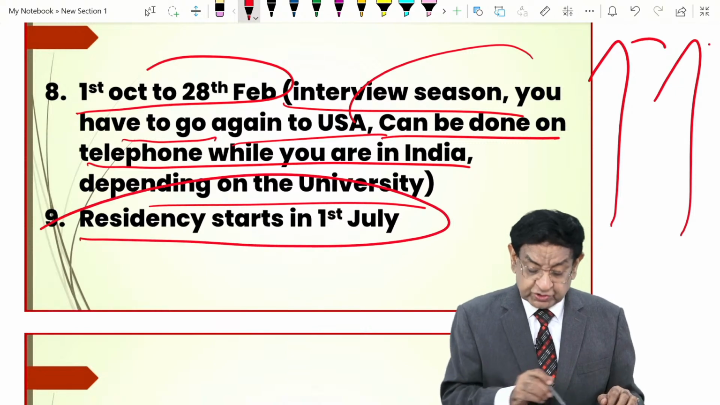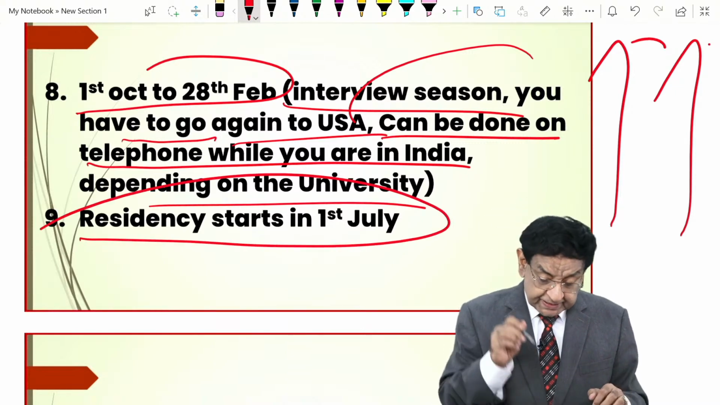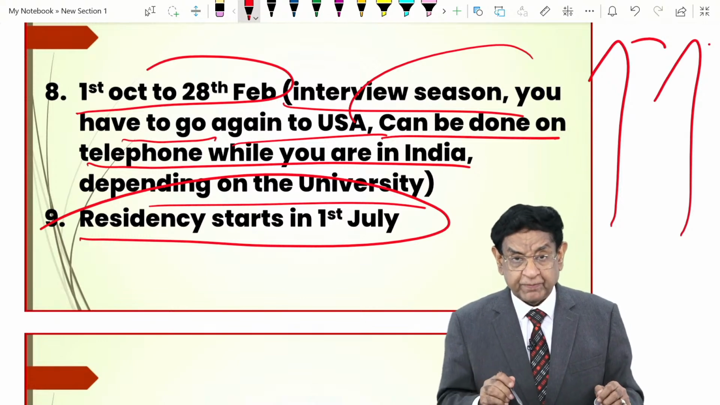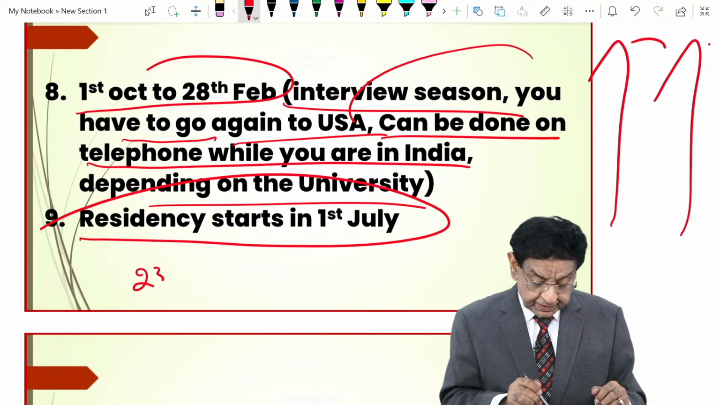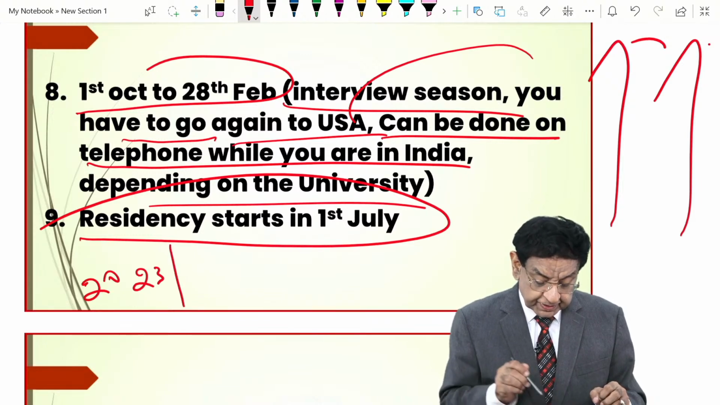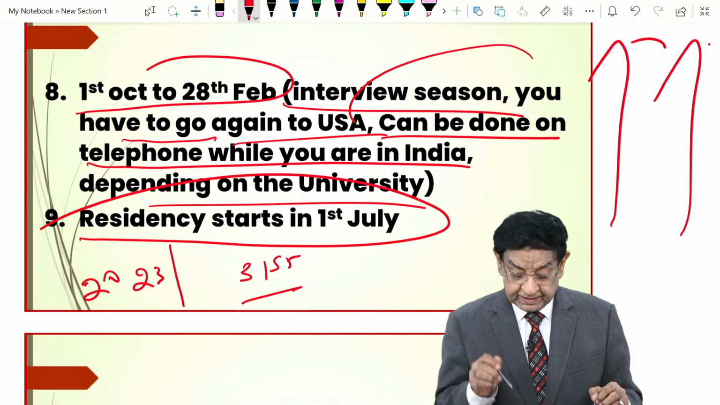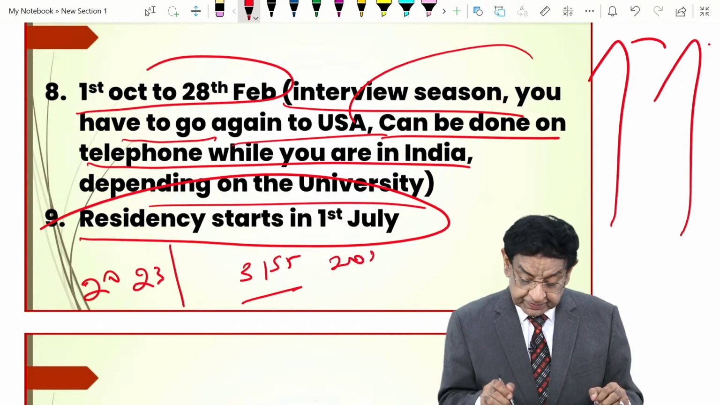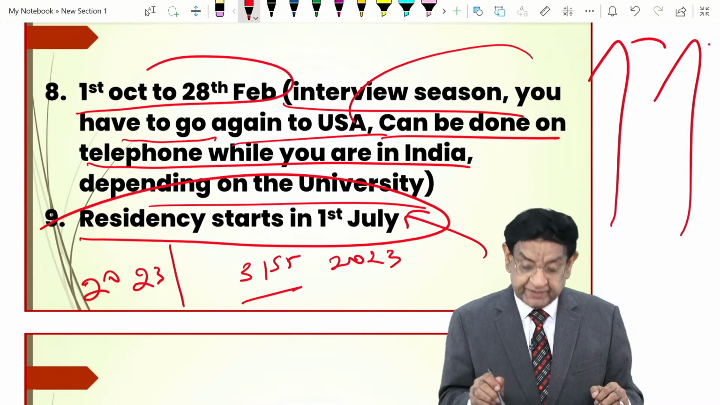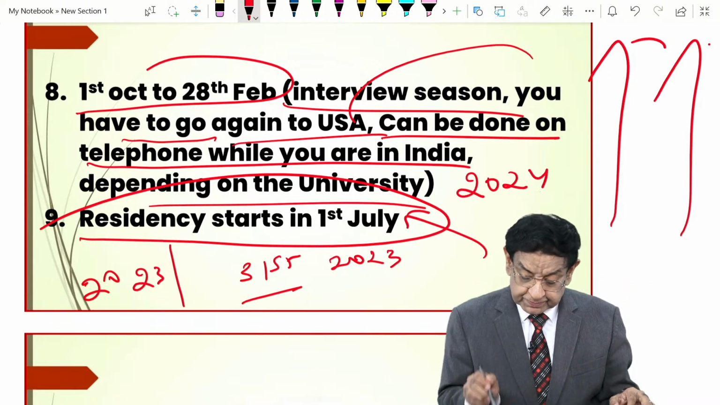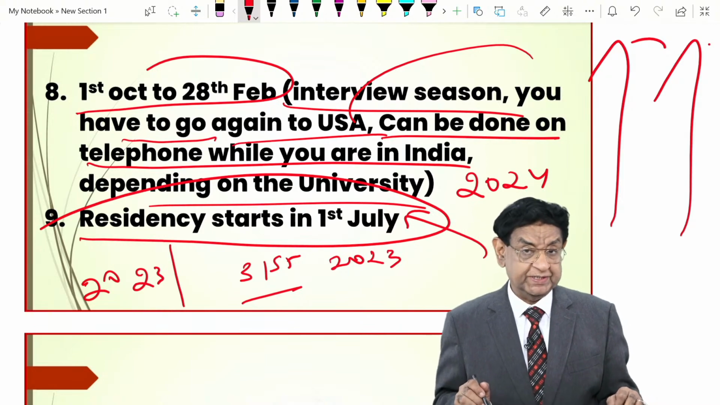Residency starts from 1st July every year. It means, suppose you are applying, you fill the next year's form. Let's say you are in 2023. You have to clear your USMLE exam by 31st July. You fill the application in August 2023, and you will be able to join, if everything goes smoothly, in 2024. So it's a long procedure.